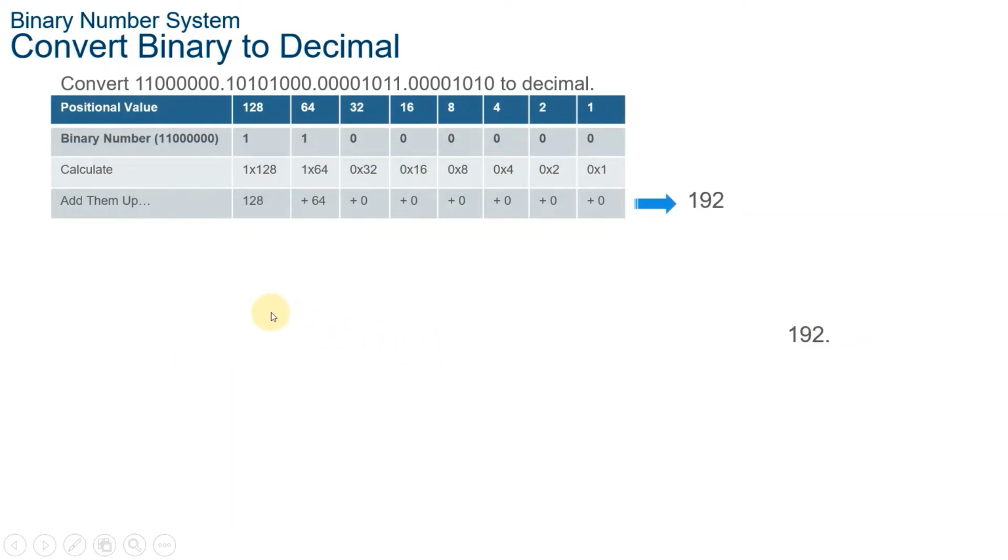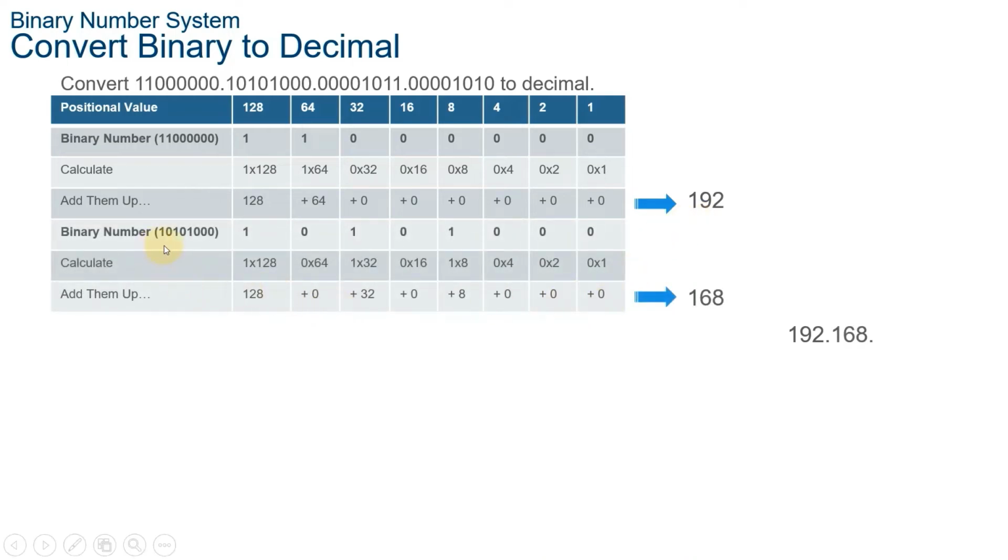Convert binary to decimal. To convert a binary IPv4 address to its dotted decimal equivalent, we just have to divide the IPv4 address into 4 8-bit octets. Next, we need to apply the binary positional value to the first octet binary number and calculate accordingly. For example, we've got here 11000000. We know from the earlier discussion that this would yield 192.